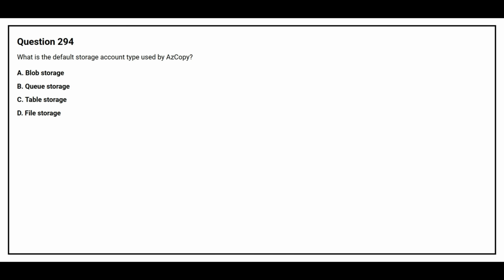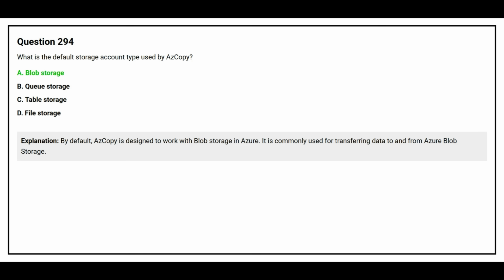Question number 294. What is the default storage account type used by AzCopy? Option A, blob storage. Option B, queue storage. Option C, table storage. Option D, file storage. The correct answer is option A, blob storage. By default, AzCopy is designed to work with blob storage in Azure. It is commonly used for transferring data to and from Azure Blob Storage.